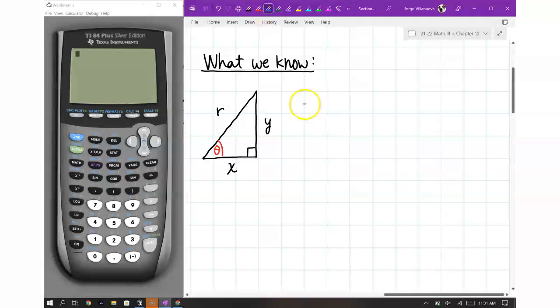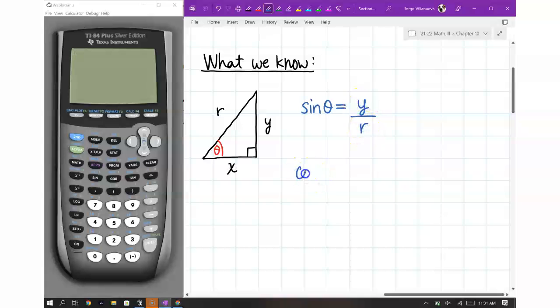all right, and I ask you, what is sine of theta? All right? So if I were to ask you, what is sine of theta? By definition, the SOHCAHTOA thing, you would know that sine of theta is opposite over hypotenuse. Okay? Opposite over hypotenuse. What is the opposite side of that angle? Is it X, Y, or R? Y. And then what is the hypotenuse? R, right? Okay, good. So this is something that we already know.